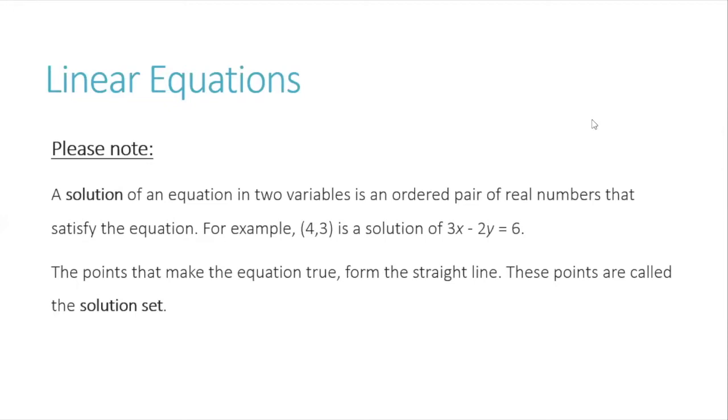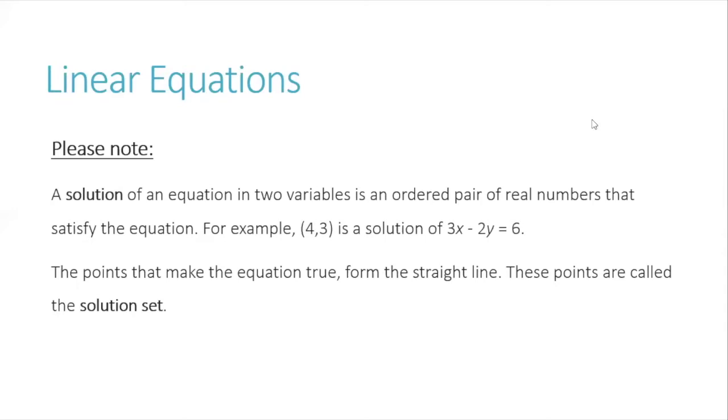3x take away 2y equals 6. This particular linear equation is written in the standard form. And so because the 4 value is really the x value, when you substitute the 4 and the 3 into the equation, you should get 6 on both sides. And so that's how you know if your x and y values are correct, or if your x and y values satisfy this particular linear equation.